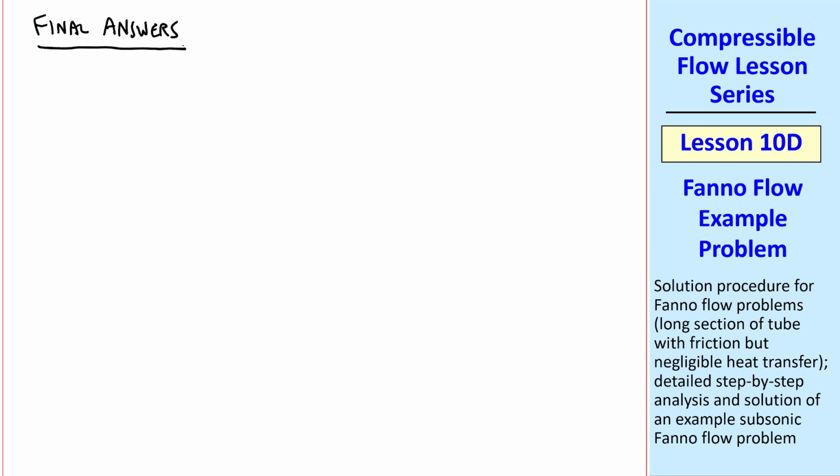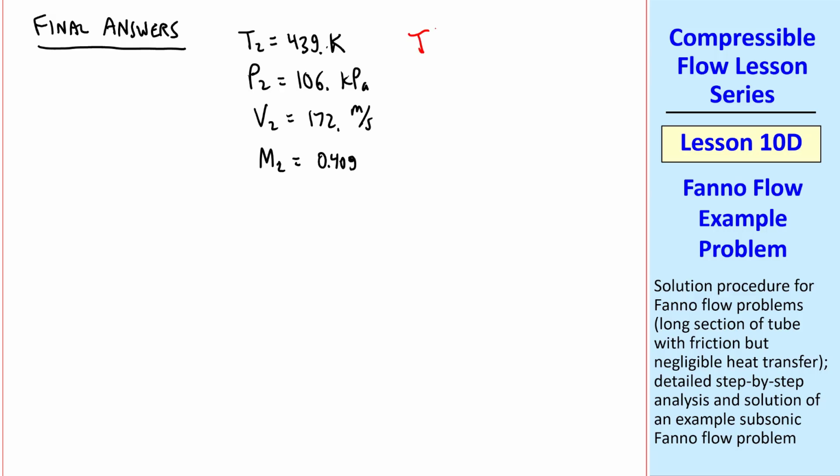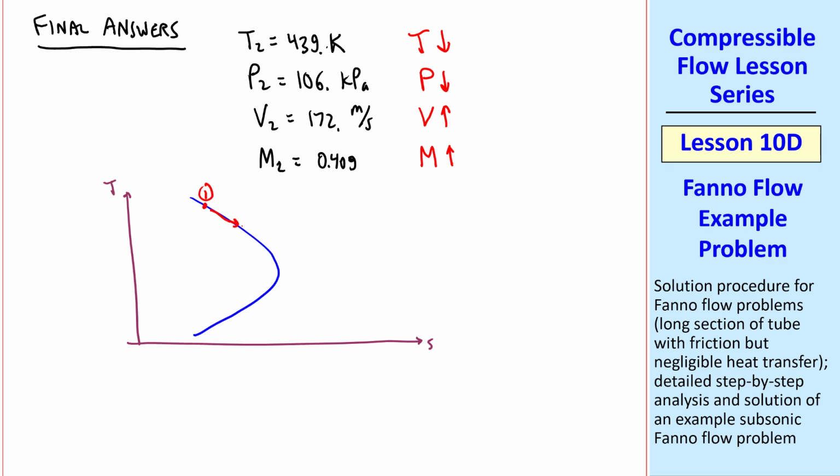My final answers to 3 digits are T2 equal 439 K, P2 equal 106 kPa, V2 equal 172 meters per second, and M2 equals 0.409. Notice that T went down, pressure went down, speed went up, and Mach number went up. These are all consistent with our Fanno curve on the subsonic branch. And as I've said many times, we're able to use the critical conditions to solve problems, even though in this case, we never actually reach critical conditions.